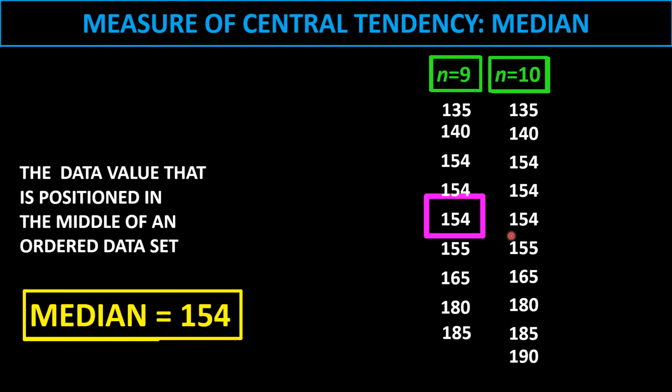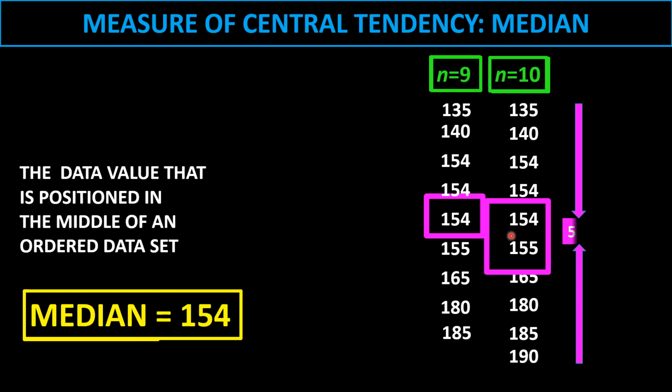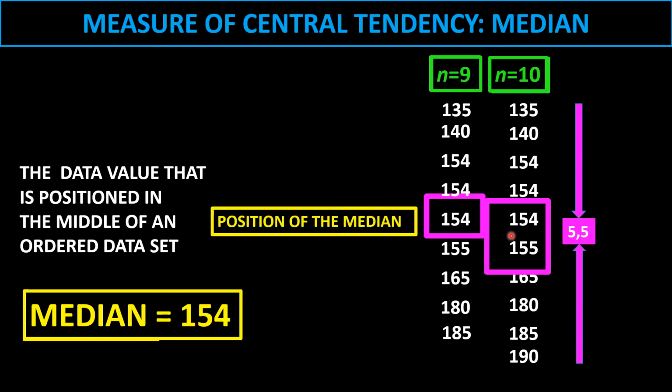Now, where is the middle now? You've got an even number. So the middle there is not 154, it's not 155, it's in between 154 and 155, right? So in other words, you've got 5 below and 5 above. So that point there would be right in the middle. So that is 5.5. And how did we get that position?